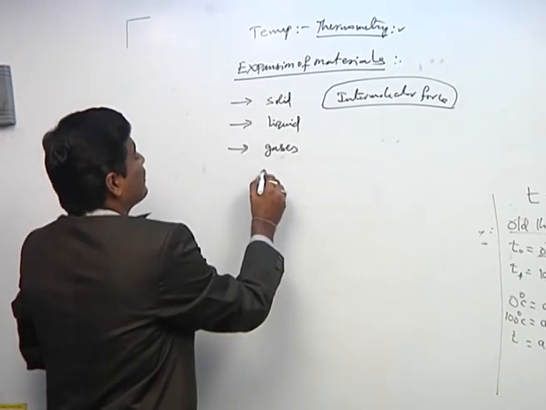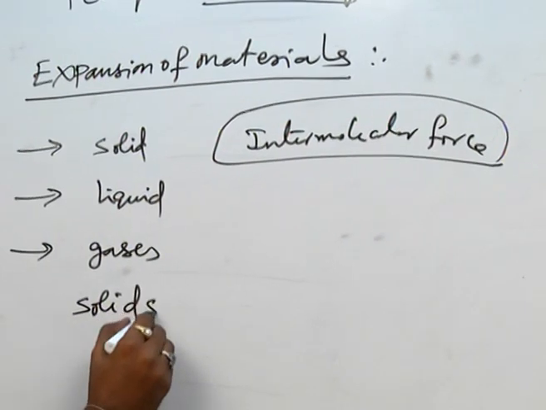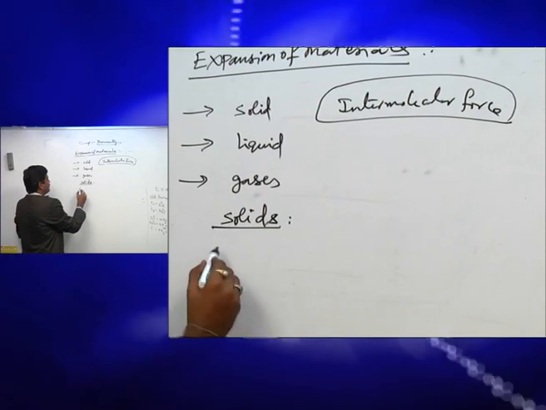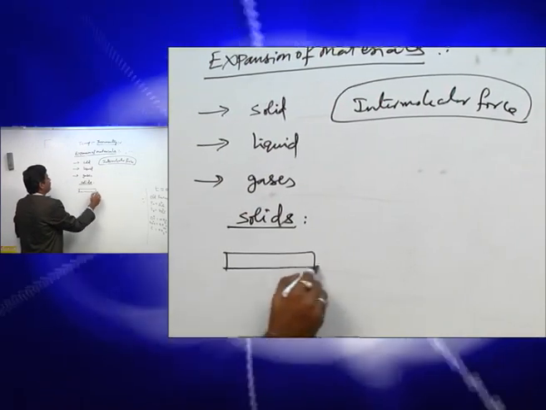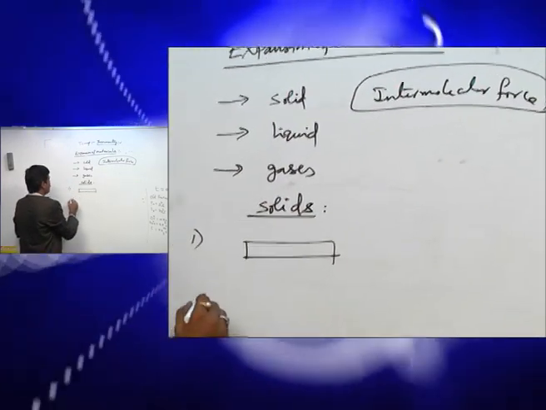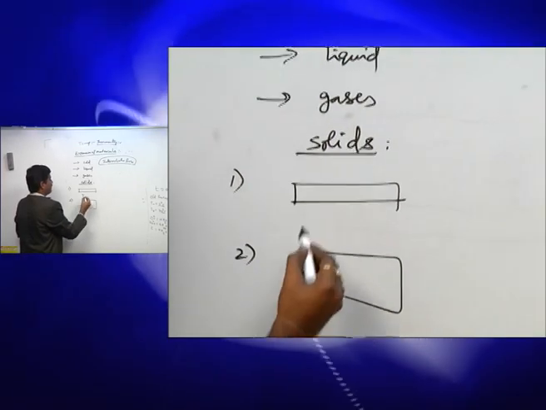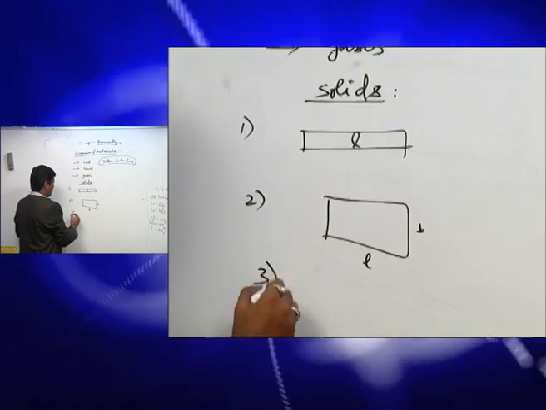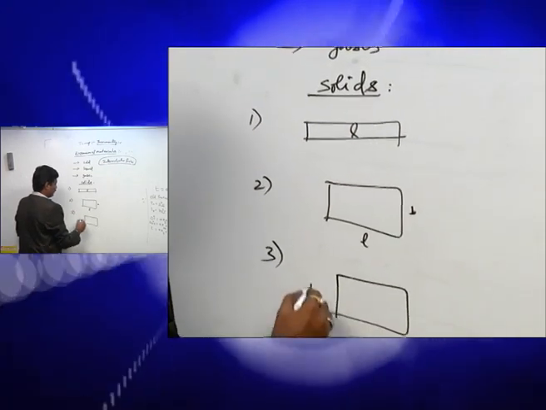First, we will start with how solids can be expanded. For solids, I am taking three types: one is linear, which constrains only the length; now one will be constrained with area, and one more with volume.